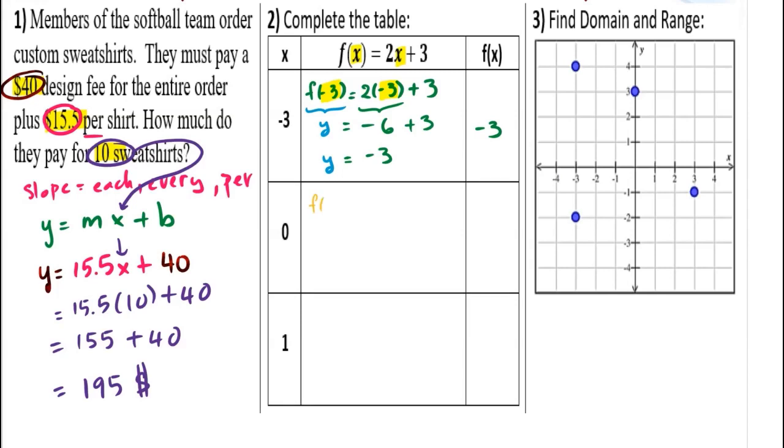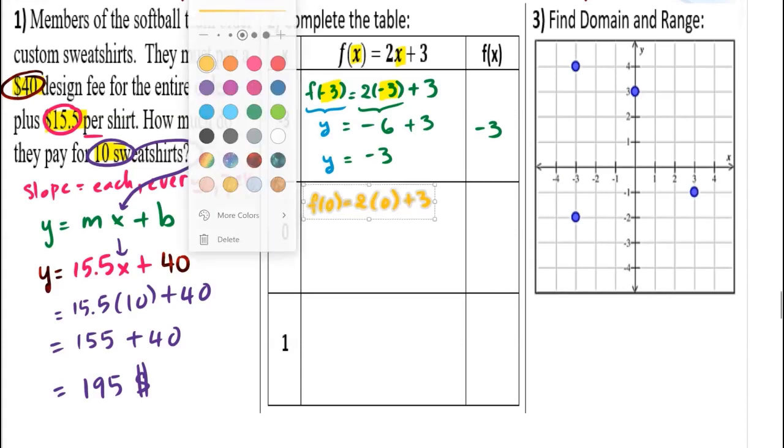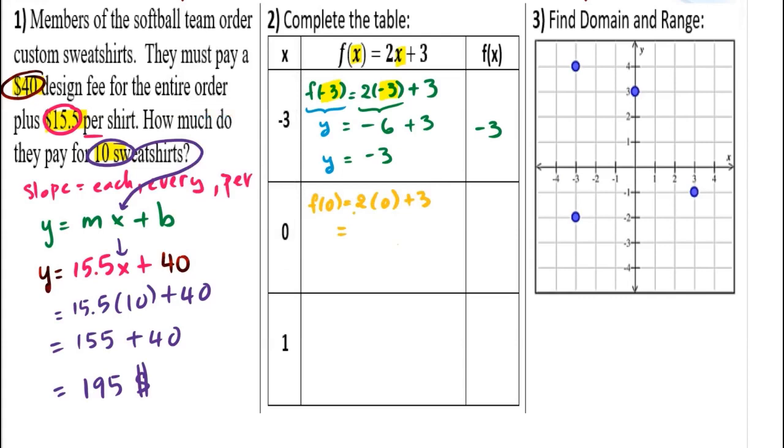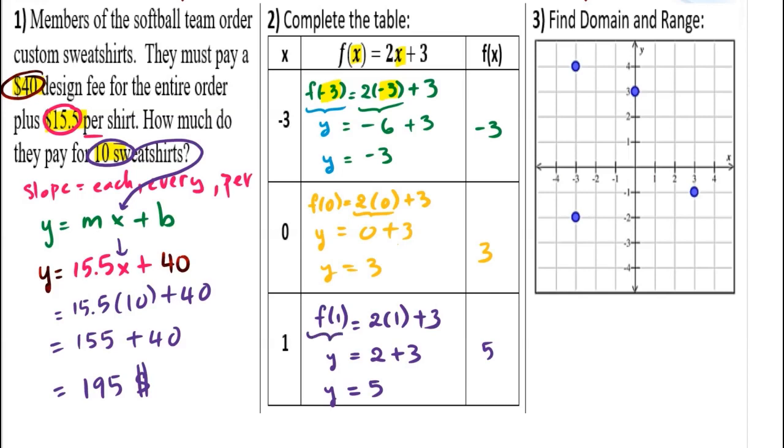Alright, now we go down to f of 0 equals 2 times 0 plus 3. So 2 times 0 is 0, plus 3 is 3. And f of 0 is y. Now the last one we're going to do is find f of 1. f of 1 equals 2 times 1 plus 3. 2 times 1 is 2, plus 3 gives us 5. And that is y equals 5.